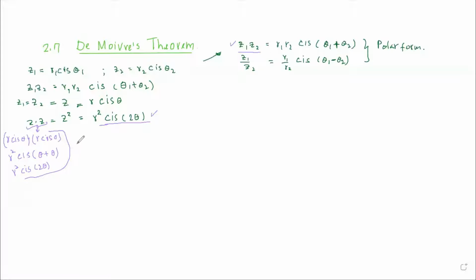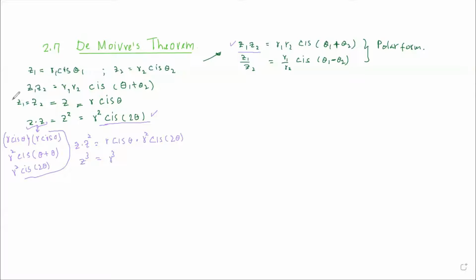At the same time, if I want to multiply by another Z, say Z times Z squared, this Z is R CIS theta, times this whole thing, Z squared, which is R squared CIS 2 theta. So this is going to be Z to the power 3, Z cubed, and the R's multiply, because it's the same R, so it becomes R to the power 3.